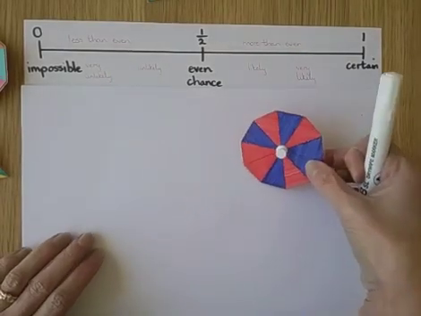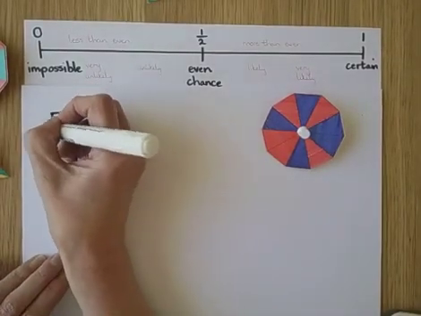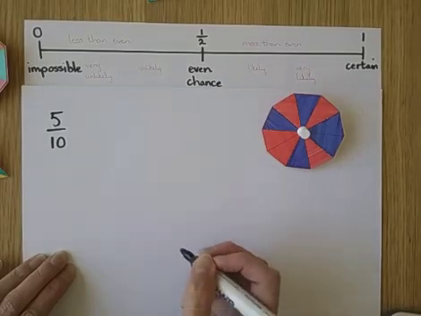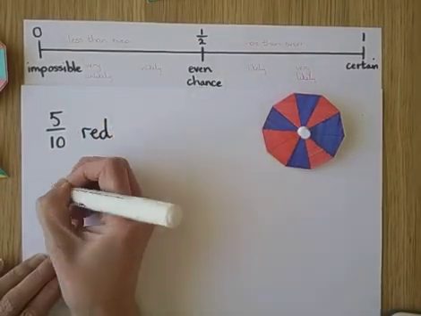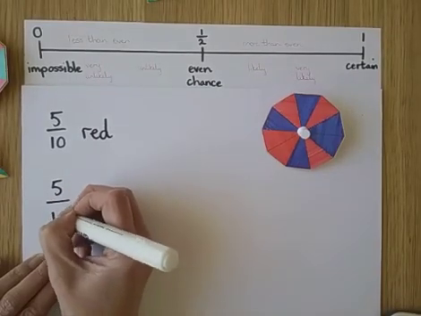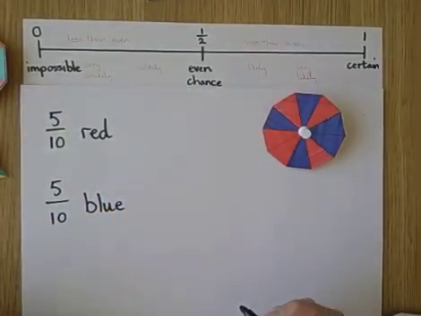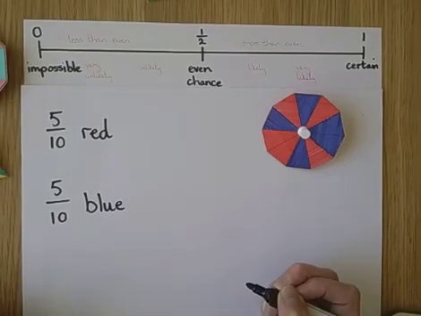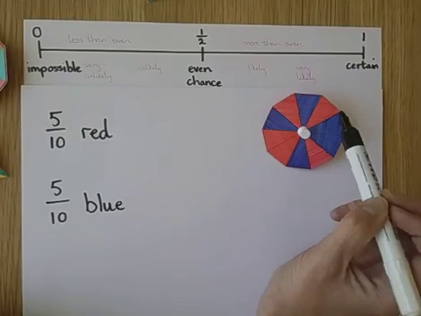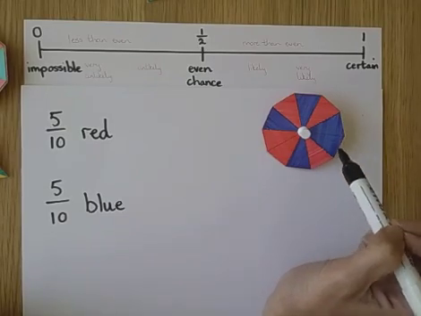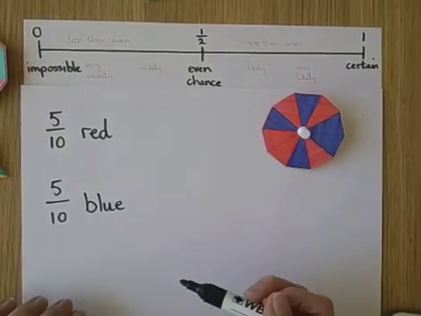So what I could do is I could write down each of those as a fraction. I could say that 5 out of the 10 sections of my probability spinner are red, and 5 out of 10, or 5/10, is blue. Now, what does that tell me about the probability that it's going to land on either red or blue? Well, I can see each of the sections is the same size. There might be 2 beside each other that are the same colour, but each of the 10 sections are the same size as each other.